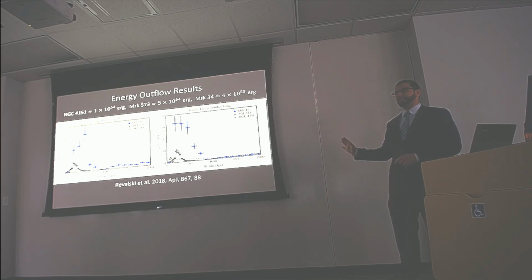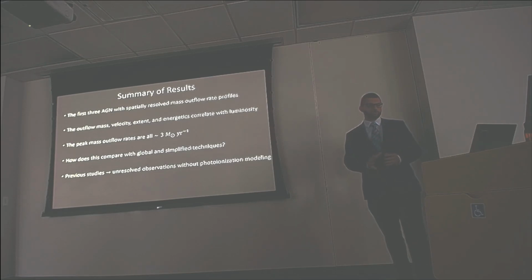So this is a lot of results, a lot of information contained in these diagrams. What's the overall picture here that we see so far? So now, these are the first 3 AGN that have spatially resolved mass outflow rate profiles.